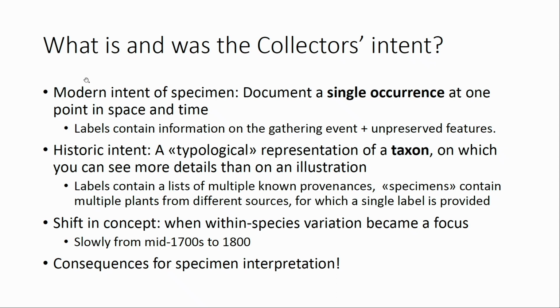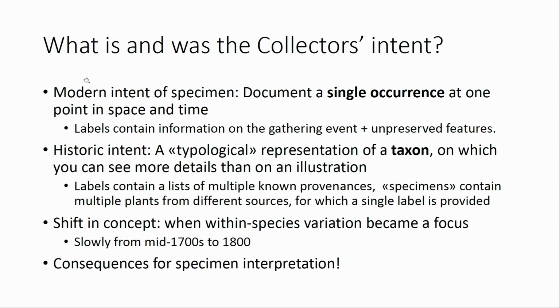The historic intent was a typological representation of a taxon, on which you can see more details than on an illustration. So that is why the labels contain multiple provenances. The specimens contain multiple plants from different sources. There are multiple labels because they were received from multiple people, etc. And this shift in concept happened slowly, in the second half of the 18th century.